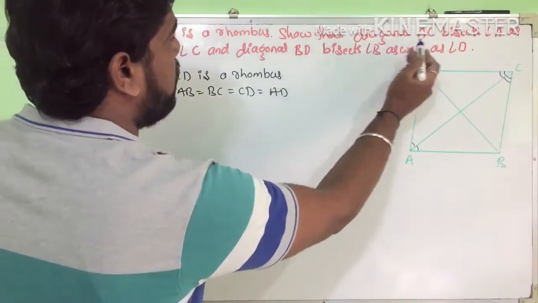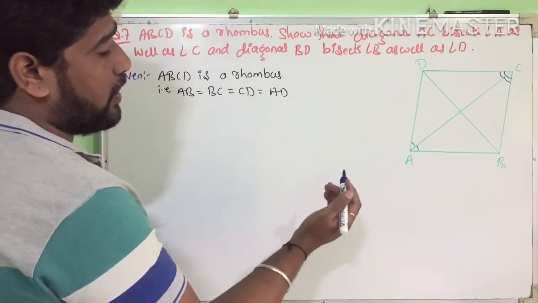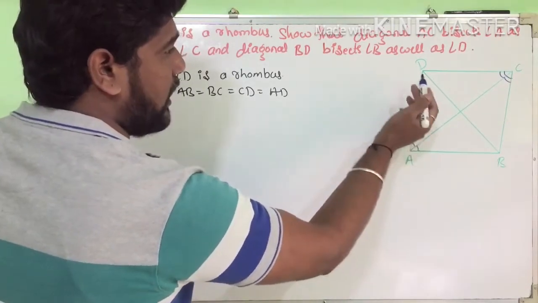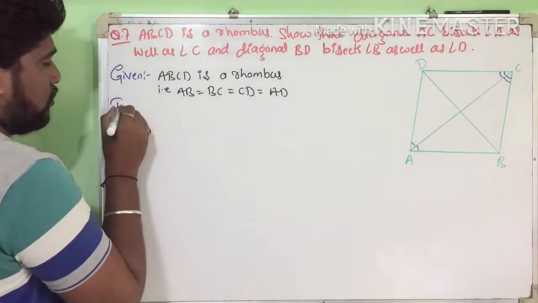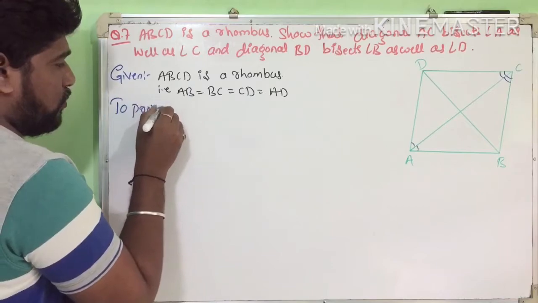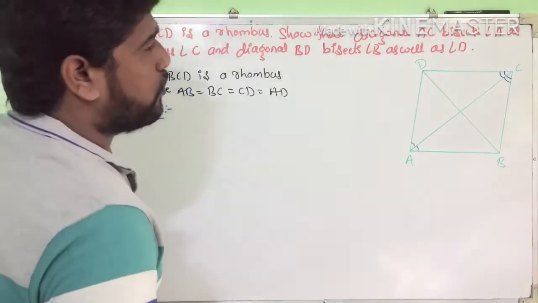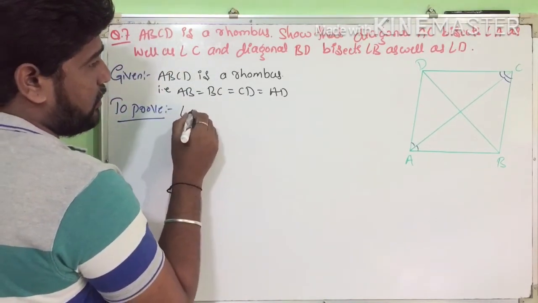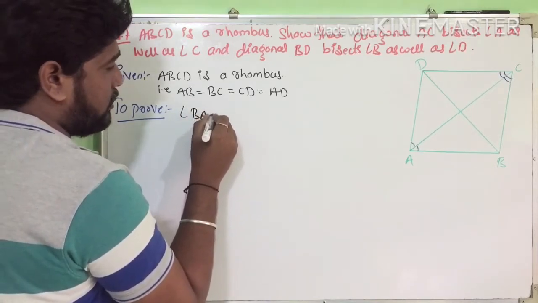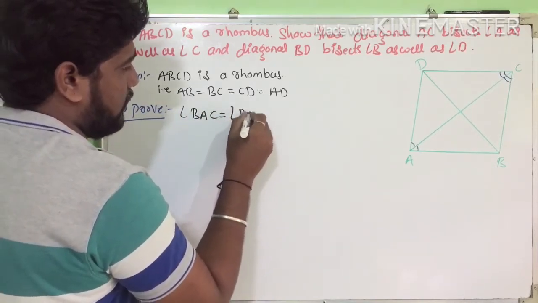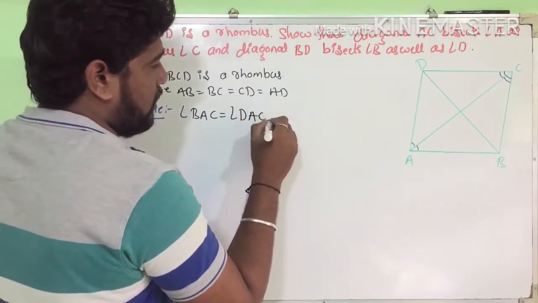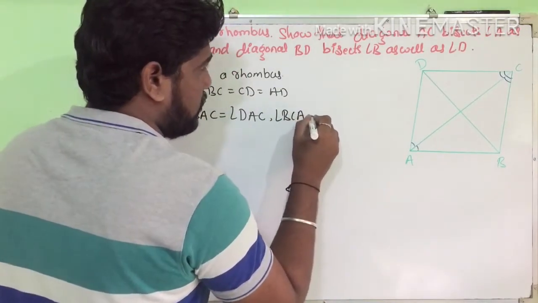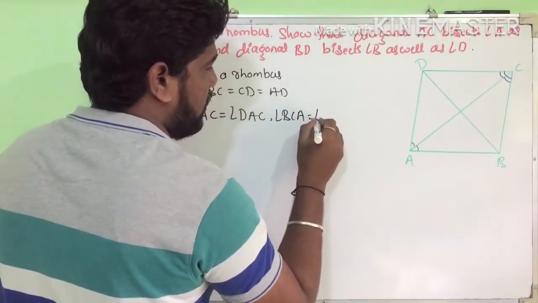And here we want to prove the diagonal AC bisects angle A as well as angle C, and the diagonal BD bisects angle B as well as angle D. So write down, to prove. Here we want to prove these two angles are equal: angle BAC is equal to angle DAC, and angle BCA is equal to angle DCA.